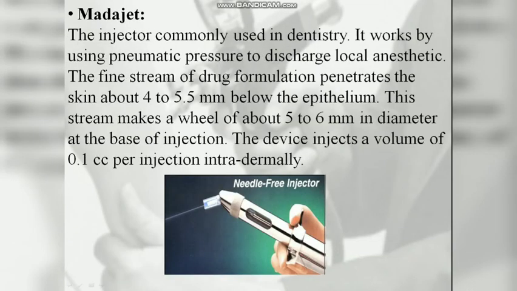Next type, MadaJet. The injector commonly used in dentistry. It works by using pneumatic pressure to discharge local anesthetic. The fine stream of drug formulation penetrates the skin about 4 to 5.5 micrometers below the epithelium. This stream makes a wheal of about 5 to 6 micrometers in diameter at the base of injection. The device injects a volume of 0.1 cc per injection intradermally.